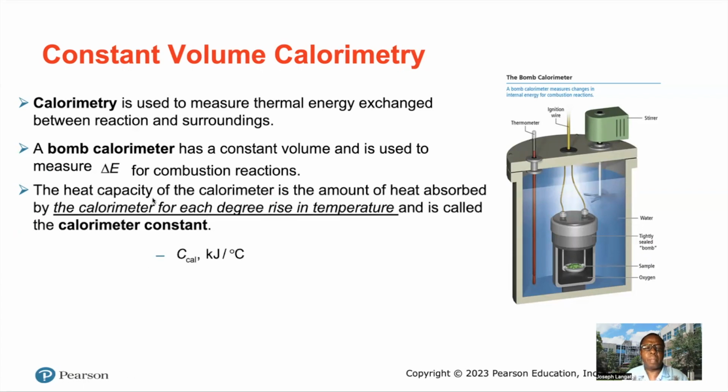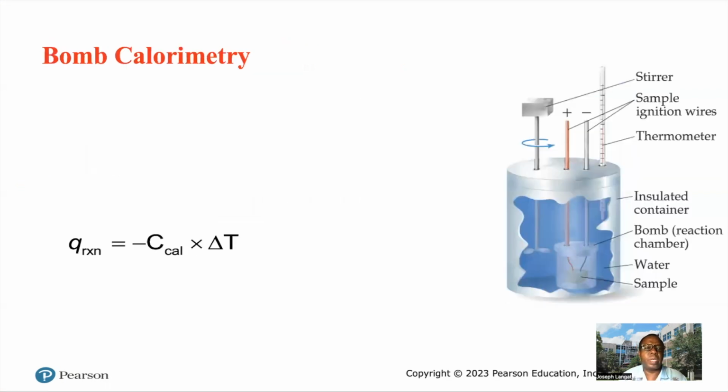I define the heat capacity of the calorimeter. You may be given that, and this is C, uppercase C, with subscript cal. This means heat capacity of the calorimeter, and it's expressed in kilojoules per degree Celsius, not joules per gram per degree Celsius. We talked about specific heat, but remember this will be in kilojoules. So if you are to calculate in joules, you have to convert using the appropriate conversion factor.